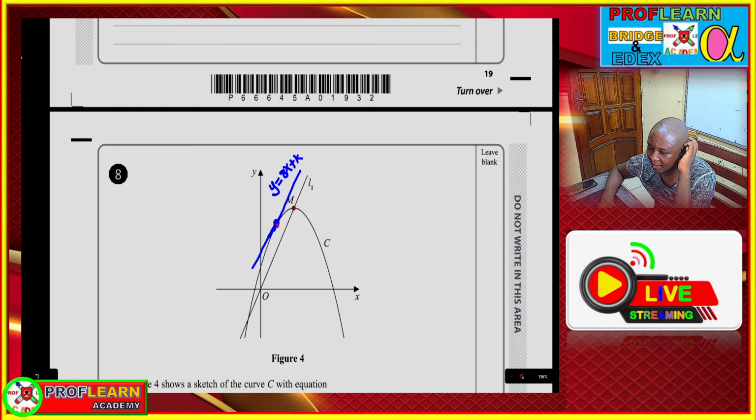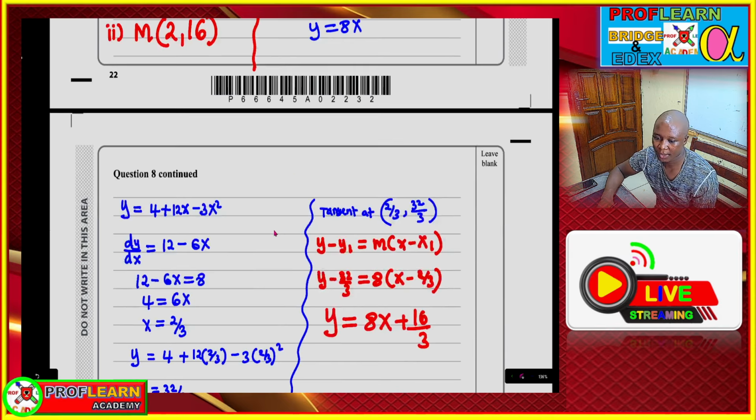And then if it touches C, meaning if we differentiate the curve, we can get dy/dx. So dy/dx, the gradient of the curve, will be equal to the gradient of L2, which is equal to the gradient of L1, because we are told that the line L1 is parallel to L2. But since L2 touches the curve, so it's a tangent, it means that the gradient of L2 is equal to the gradient of the curve. That is the approach that I used there.